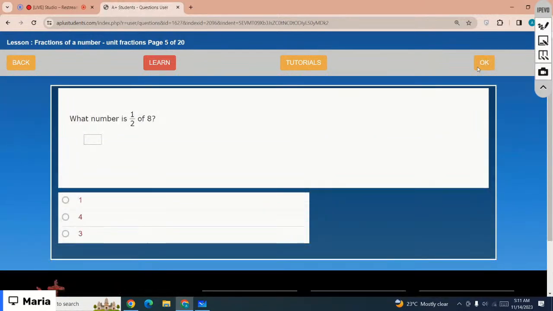What number is half of 8? Which is the correct option? Half of 8 is... yes, the correct option is 4. One half of 8 is 4.